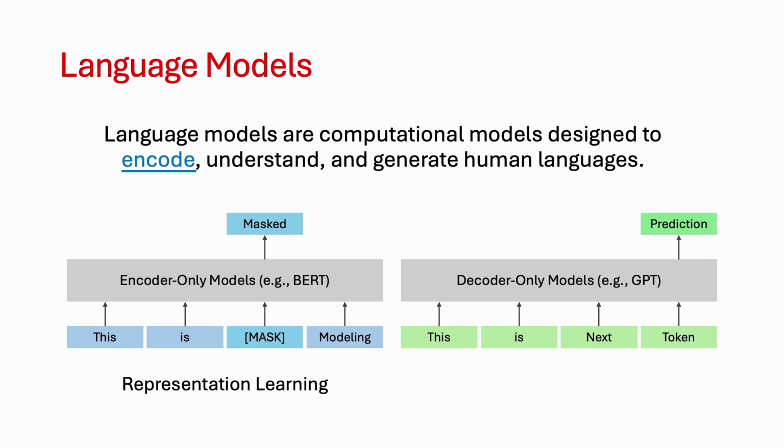Traditionally, the encoder-only models, as the name suggests, are used to encode the language and are deployed for representation learning tasks like sentiment analysis and part-of-speech tagging. On the other hand, the decoder-only models are used to generate language.